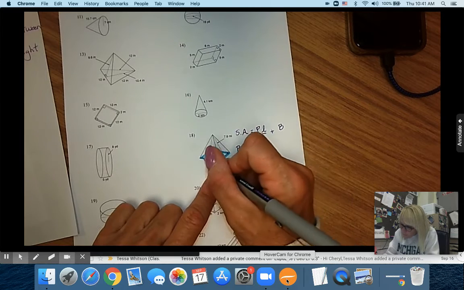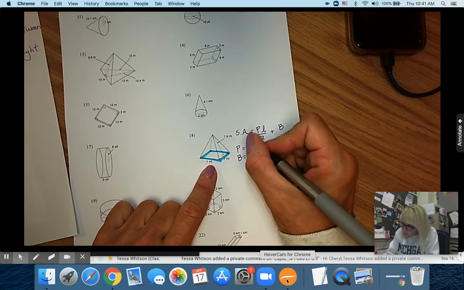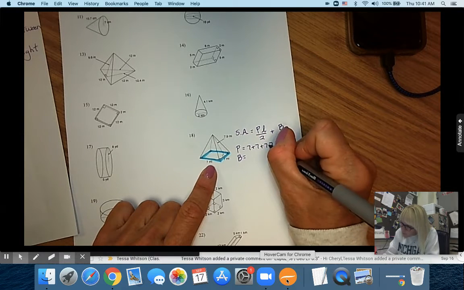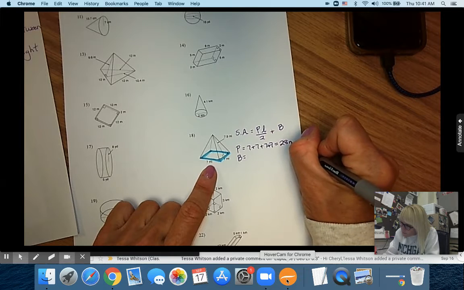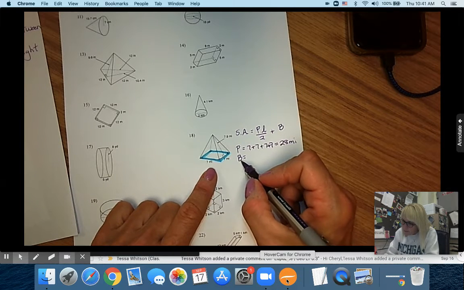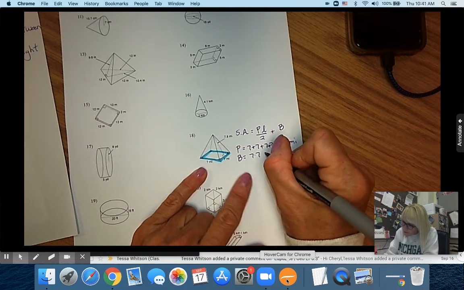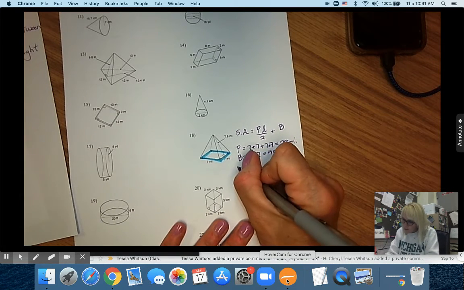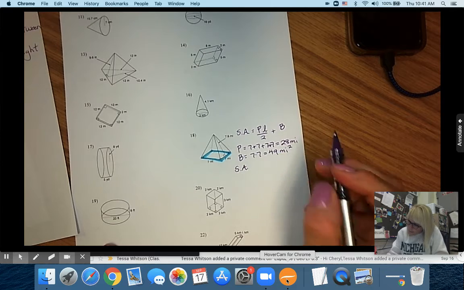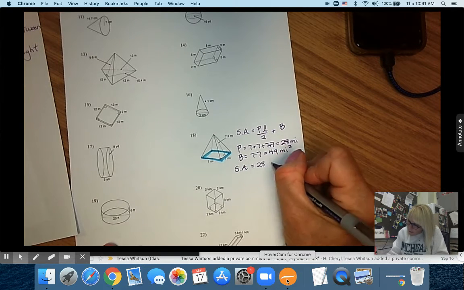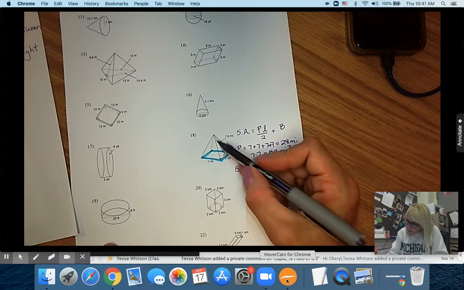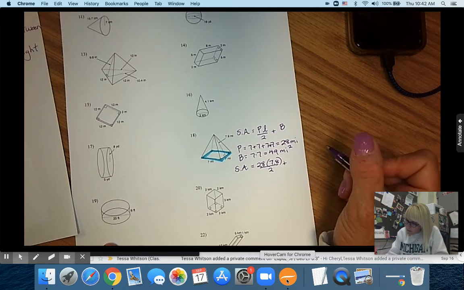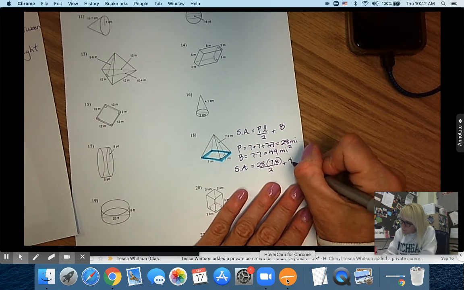Okay, so the perimeter, remember, is a fence around this square/rectangle. So that's 7 plus 7 plus 7 plus 7, or 7 times 4, equals 28 miles. The area of the base, capital B, is 7 times 7, or 7 squared, 49 square miles. So once I have those two things, now I can find the surface area: capital P, perimeter of the base, 28, times the slant height, which is labeled here, 7.8, divided by 2, plus the area of the base, which we said was 49.